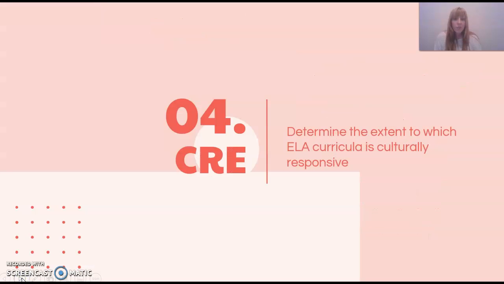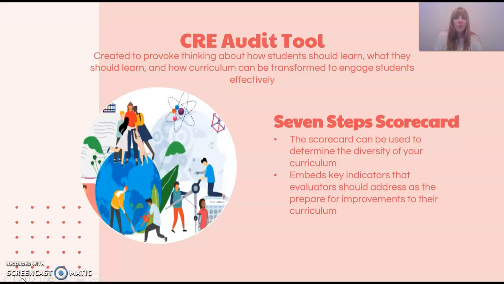The next tool we're going to talk about is the CRE, and this is to determine the extent to which ELA curricula is culturally responsive. It was created to provoke thinking about how students should learn, what they should learn, and how curriculum can be transformed to engage students effectively. This is a 7-step scorecard. The scorecard can be used to determine the diversity of your curriculum, and it also embeds key indicators that evaluators should address as they prepare for improvements to their curriculum.